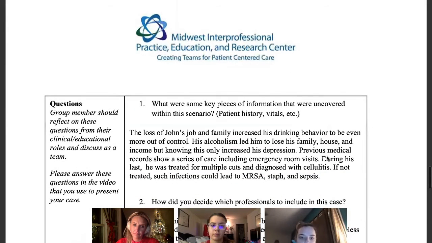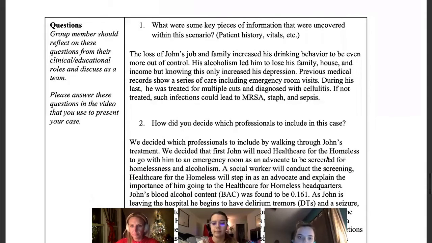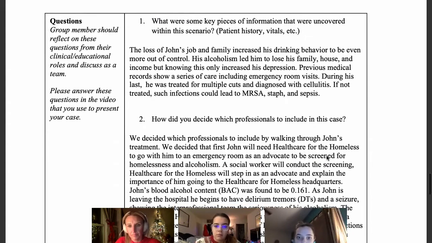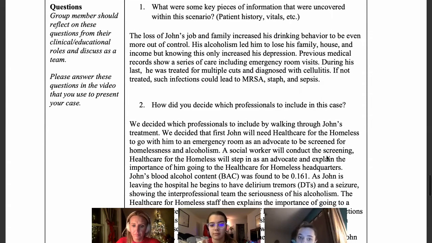And then moving on to the questions: what were some of the key pieces of information that were uncovered within this scenario? So the loss of John's job and family increased his drinking behavior to be even more out of control. His alcoholism led him to lose his family, house, and income, but knowing this only increased his depression. Previous medical records showed a series of care, including emergency room visits for sepsis and cuts. During his last, he was treated for multiple cuts and was diagnosed with cellulitis. If not treated, these infections could lead to MRSA, staph, and sepsis as well.